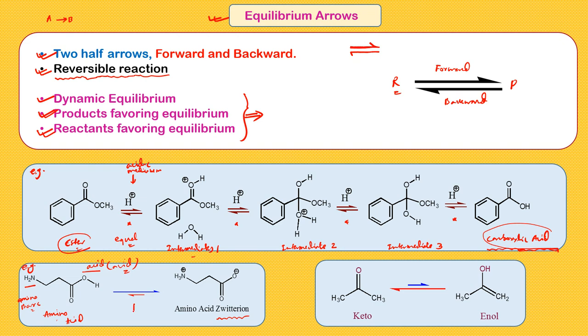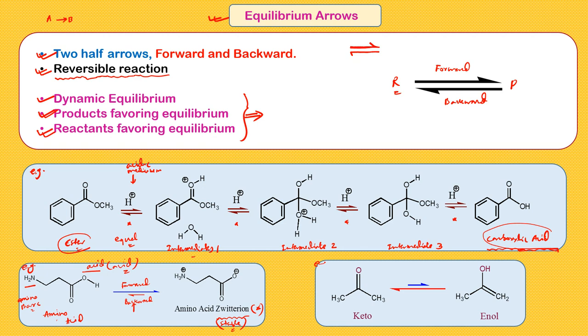So while representing this equilibrium arrow, we find the forward arrow and this is the backward arrow. The forward arrow has the longer length, which means the possibility of formation of the zwitterion over here is more compared to the backward direction. That means this is a quite stable form compared to the amino acid, and therefore the forward arrow is shown with the longer length.